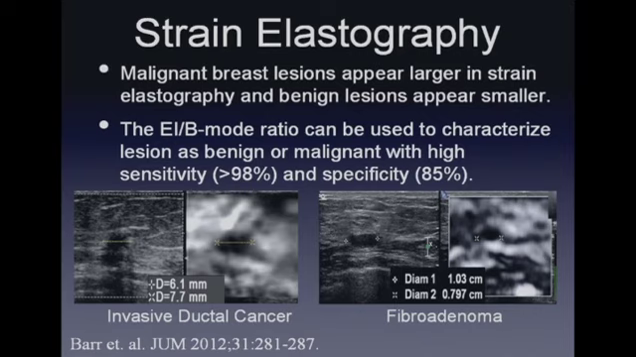In this example, we have a case of an invasive ductal cancer on the left, which measures approximately 6 millimeters on the B mode image, and on the elastogram measures 7.7 millimeters. Again, we use a ratio of equal to or greater than 1 as a malignant lesion, and a ratio of less than 1 as benign. The image on the right shows a benign fibroadenoma, which measures a little bit over 1 centimeter on the B mode image, and measures only approximately 8 millimeters on the elastogram, so that it has gotten smaller on the elastogram and again is consistent with a benign lesion.